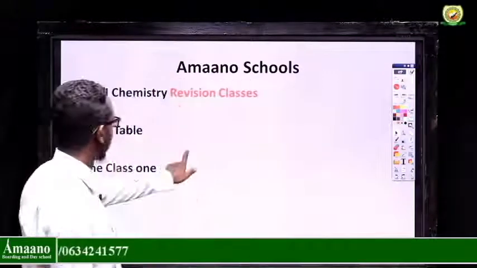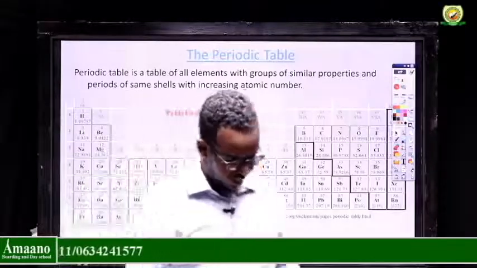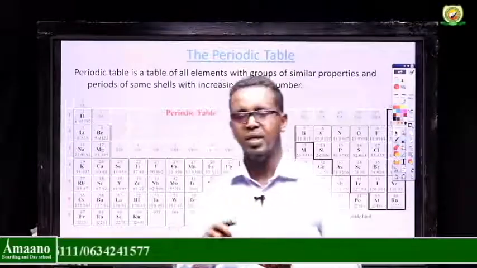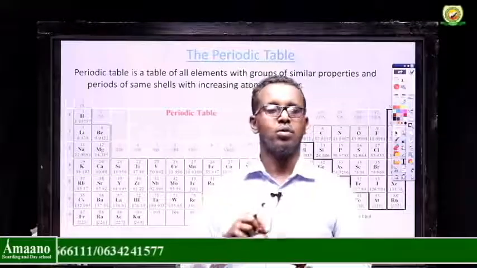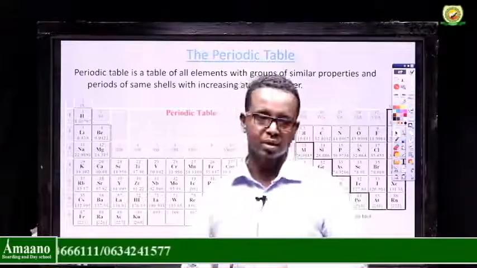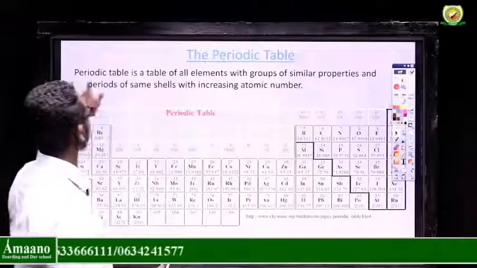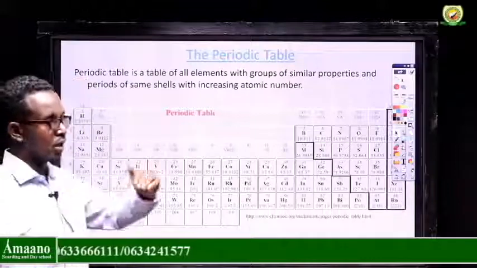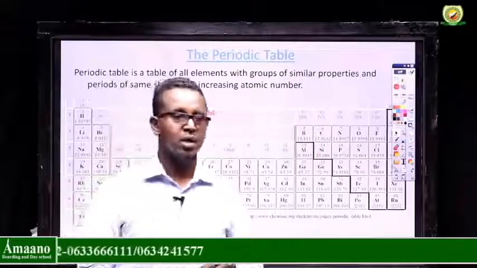If you remember, we came across introduction to periodic table. We came across what we call atom, structure of the atom, isotopes, atomic number, mass number. So we came across these parts. In this section, we want to discuss the periodic table, periods, again groups. We want to discuss these areas.